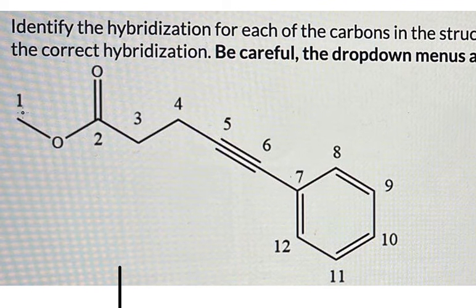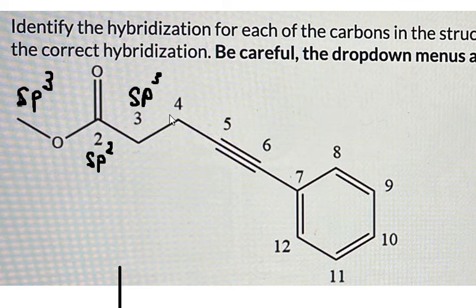Now let's go to number 1. We see that this one has a single bond, so this should be sp3. Number 2, we have a double bond next to number 2, so this should be sp2. Number 3, on the left and on the right they are single bonds, so this one is sp3.